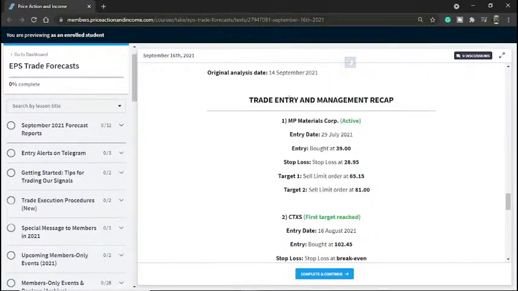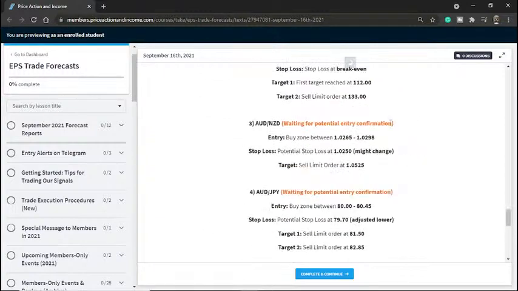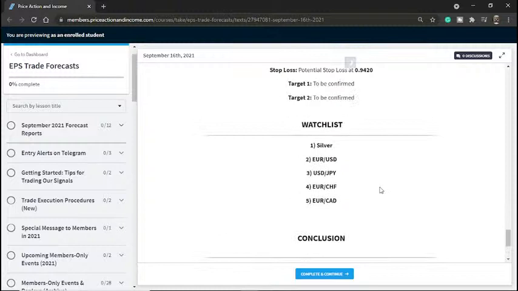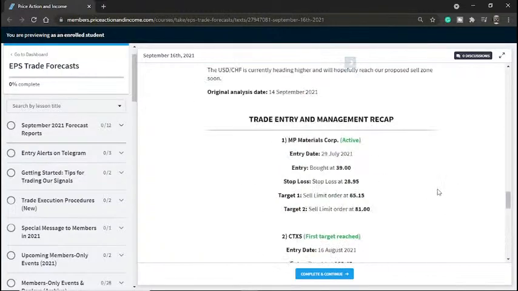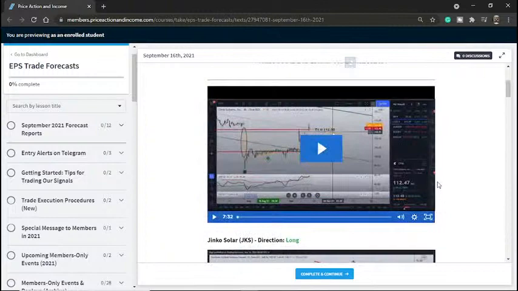You can scroll down. We have a little trade entry recap management section where you can basically just know what stop orders or type of orders I'm using, whether they be limit orders, stop losses, whatever the case might be. It gives you an overview. We also have a watch list section of markets that I'm still looking at the moment that are just not ready, in my opinion, to take trades on. And then just a quick conclusion that we have as well.